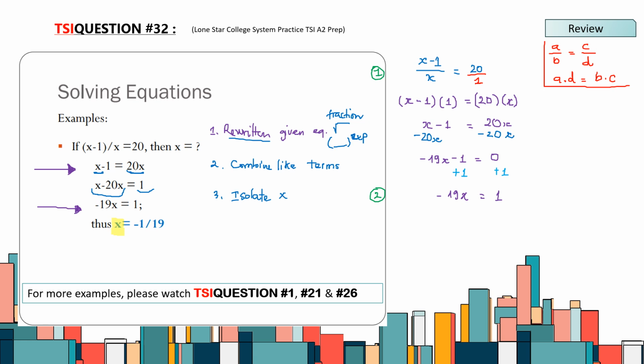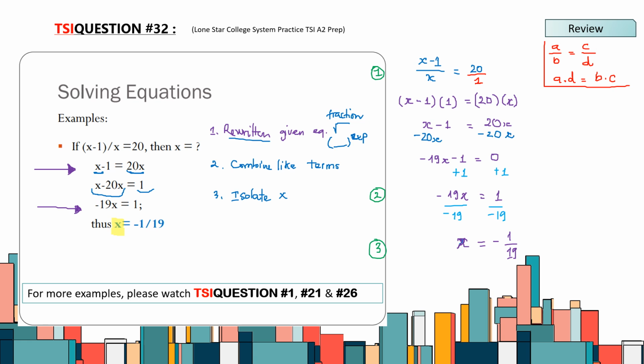Then next we will divide both sides by negative 19 to isolate x. So we will have x equal negative 1 over 19. And this is step number 3, isolate x. And we're done for solving equations.